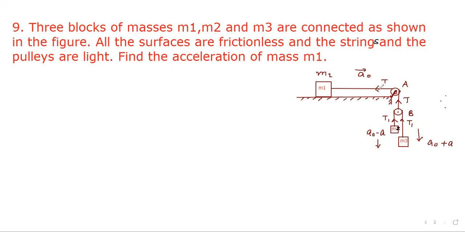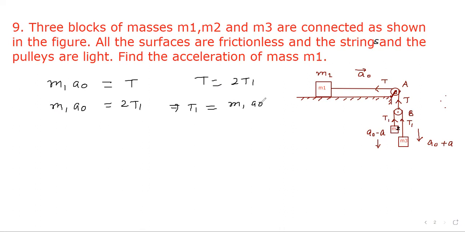Now, let's write the equations. For this, we write M1 a0 equals T. And at this point, we write T is equal to twice of T1. So we put this value here. So M1 a0 equal to twice of T1. So we can get the value of T1 as M1 a0 divided by 2. Suppose this is equation number 1.